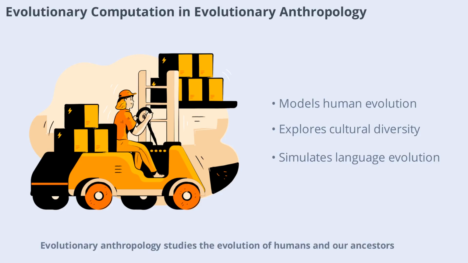Evolutionary anthropology studies the evolution of humans and our ancestors. Evolutionary computation models the spread of cultural traits, the evolution of language, and the development of social structures. These simulations help researchers understand the forces that shaped human evolution and cultural diversity.